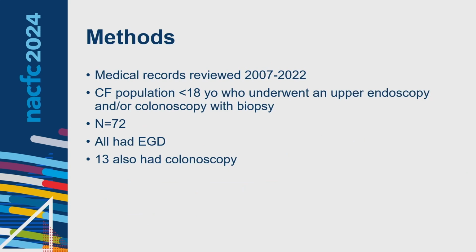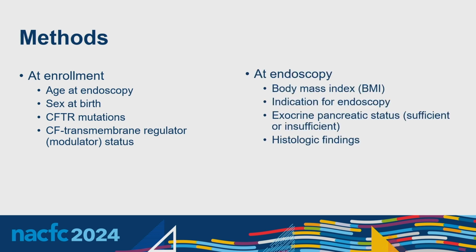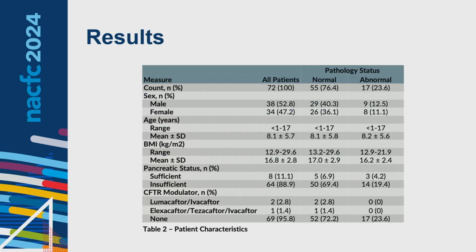So with that, we reviewed 15 years of endoscopic data in those under 18. We had 72 patients that underwent an endoscopy, all had an EGD, and 13 also had a colonoscopy. We looked at how old they were, their sex, their CFTR mutation, and whether or not they were on a modulator. Then at the time of endoscopy, we looked at their BMI, why they got a scope, and what the findings were. So here are our results.